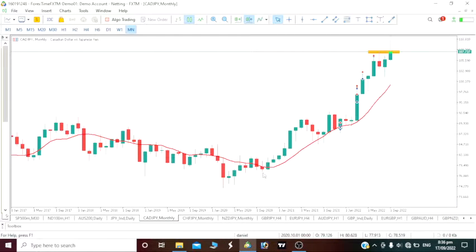Okay, guys, we would be taking a look at CADJPY, Swiss franc JPY, and New Zealand dollar JPY. So make sure you stick to the end to get this analysis properly, and it will be a quick analysis, by the way. So let's start with our monthly time frame downward to the 1 hour time frame.